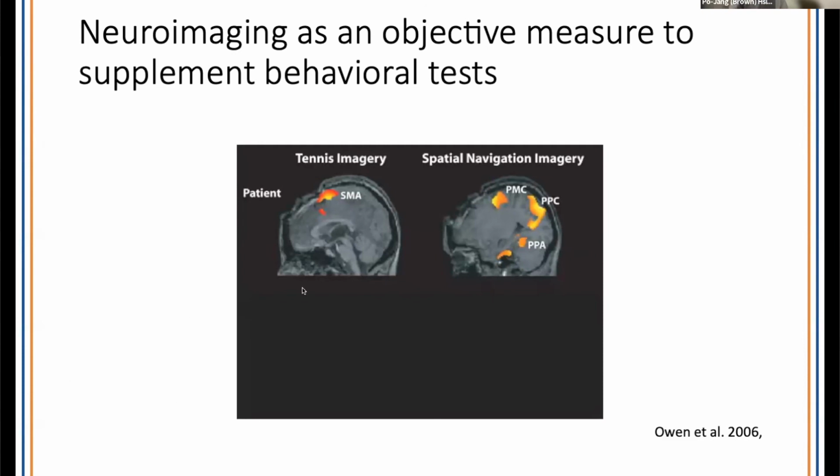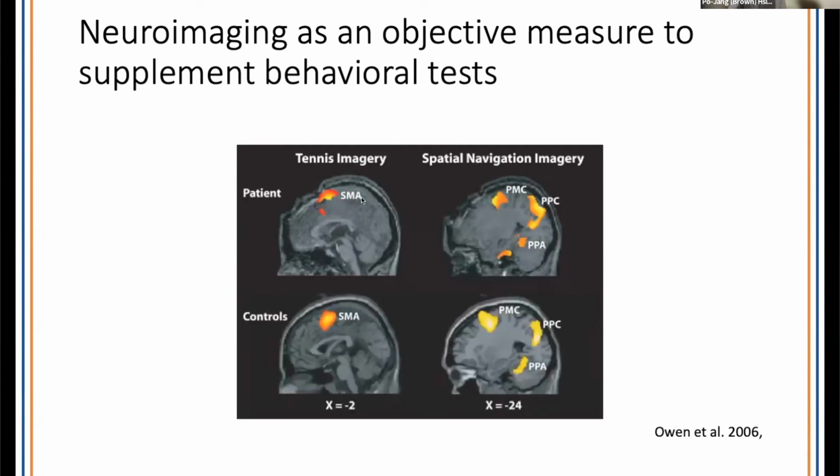You can see that in this case, they bring in the patients and ask them to imagine playing tennis or imagine doing spatial navigation in their house. And in these vegetative state patients, after they receive these instructions, their brain responds very similarly to control subjects. So this indicates that they're probably still conscious and can take your instruction and follow it.